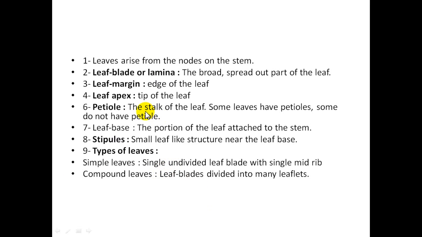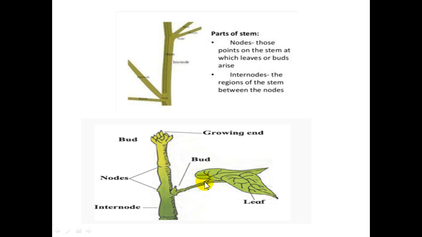Leaves. Now the next topic is leaf. So let's have a quick reading. What is leaves? Leaves arise from the nodes on the stem. You can see here, leaves arise from the node of the stem.